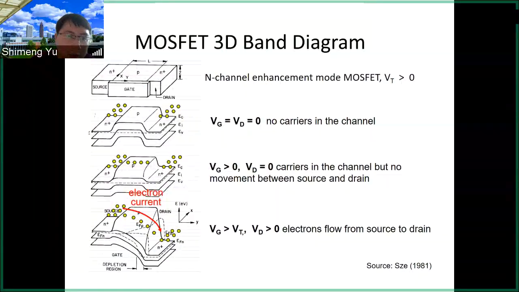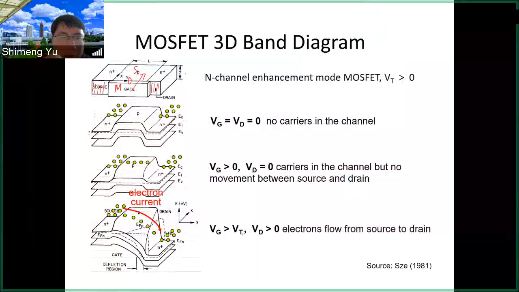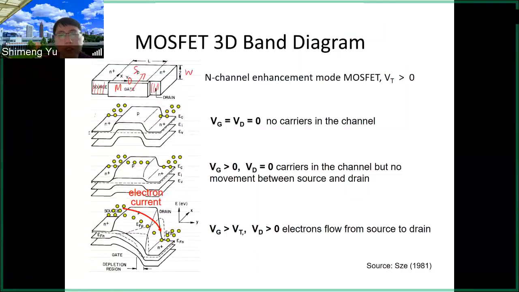So here the surface of the silicon actually is this cross section, and then the MOS is along this X direction, and then the channel is still from the Y direction here, and the Z direction here is the W of the channel.